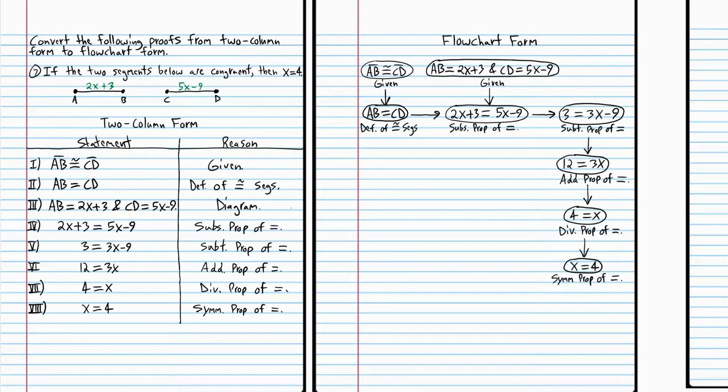And again, notice that the reasons are written below. Why is AB congruent to CD? Because that's given. Why are the lengths equal? Because that's just the definition of congruent segments. Why did we come up with this equation here? Well, because we plugged in this information here and this information here using the substitution property of equality, and that's why we wrote substitution property of equality under the bubble. This is the reason. Again, the green is the reason, and the blue in the bubble is the statement.